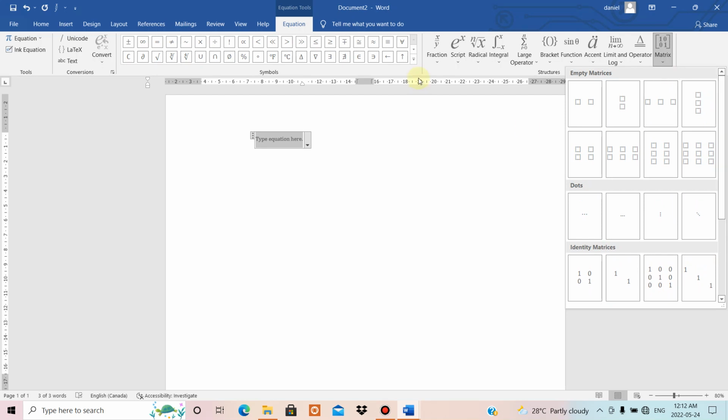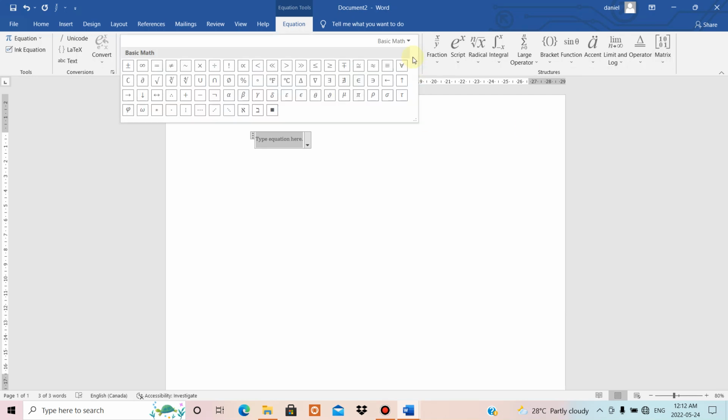The next is to look at these symbols. We've looked at the equations. Now let's come down here and look at the symbols. These are the basic mathematical symbols that we know: addition, equal to, greater than, less than, approaches, and so on and so forth.